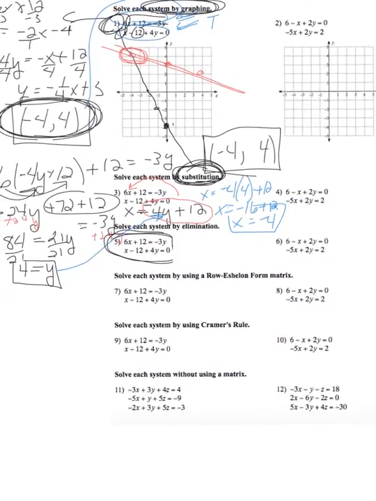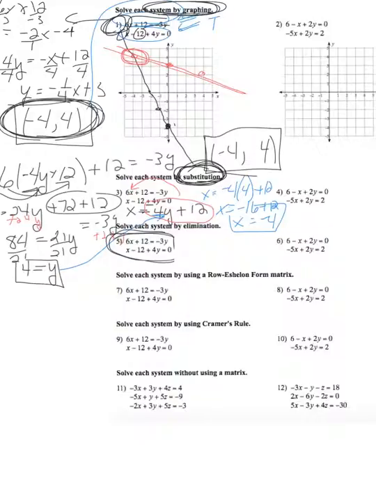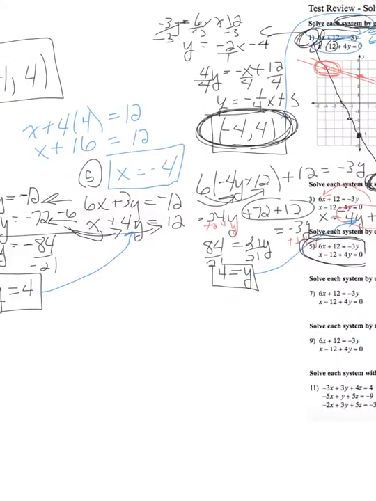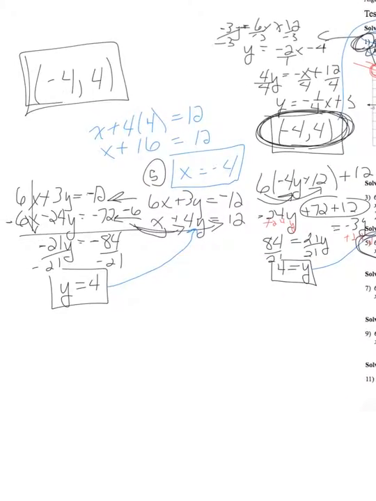Okay, now in number 7, we want to do the same problem by row echelon matrix form. Okay, so I need to get them lined up basically how I did with number 5 again. So here they are. There it is already in nice clean order. So I'm going to start number 6 like that.